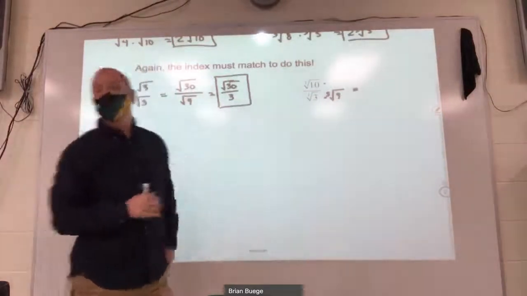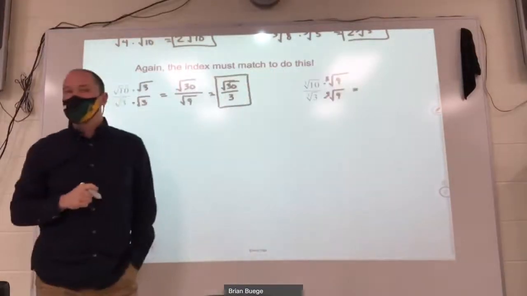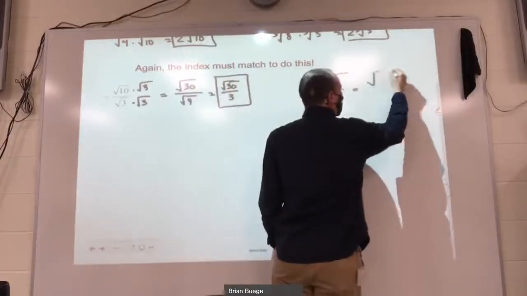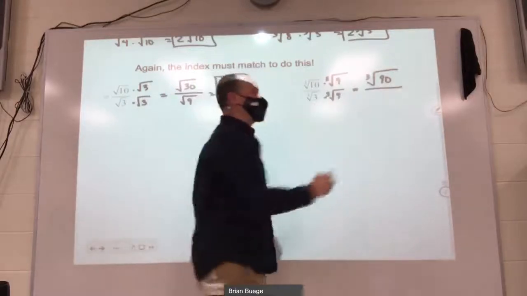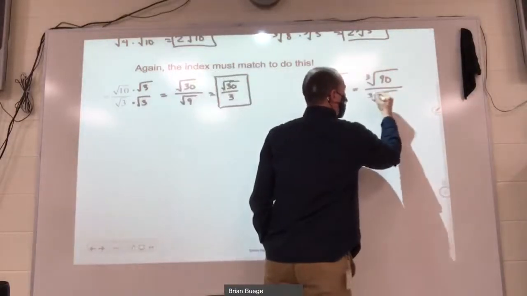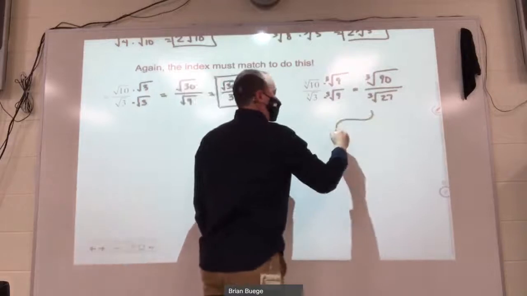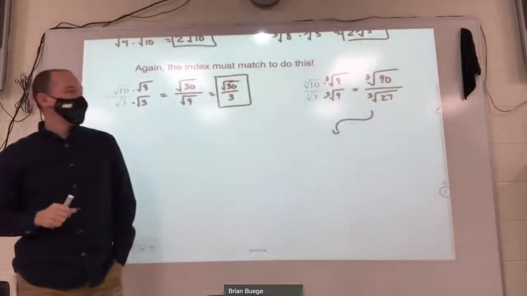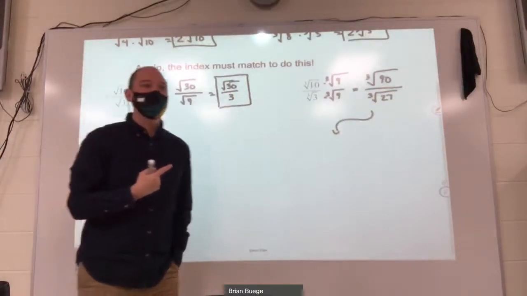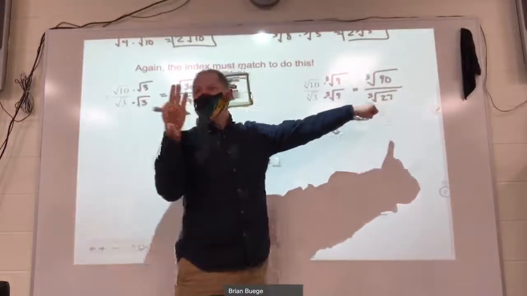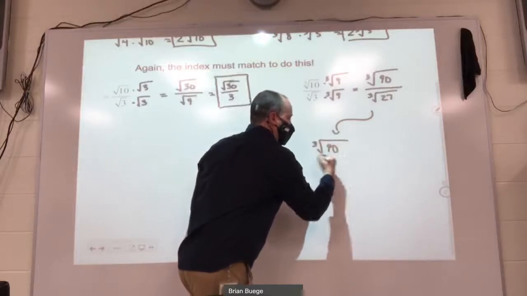And then again, anything you multiply the denominator by, multiply the same thing by the numerator. So we end up with the cubed root of 90 over, in this case, in the denominator, you would get the cubed root of 27. Which, if we go a little bit further, did it work? Did I end up with a nice perfect cube in the denominator? Yeah. Cubed root of 27 is 3. Therefore, there's no radical there. So we end up with the cubed root of 90 over 3.